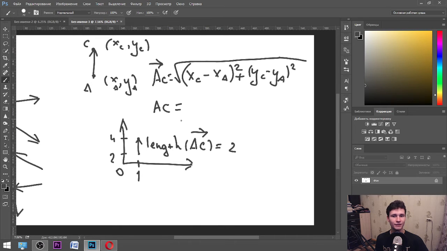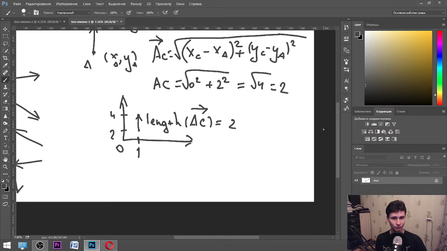It will be 1 minus 1, it is 0, 0 squared plus 4 minus 2, it is 2, 2 squared. And here's 4, here's 2. And it is good. Good working. We understand that for this experiment it works.